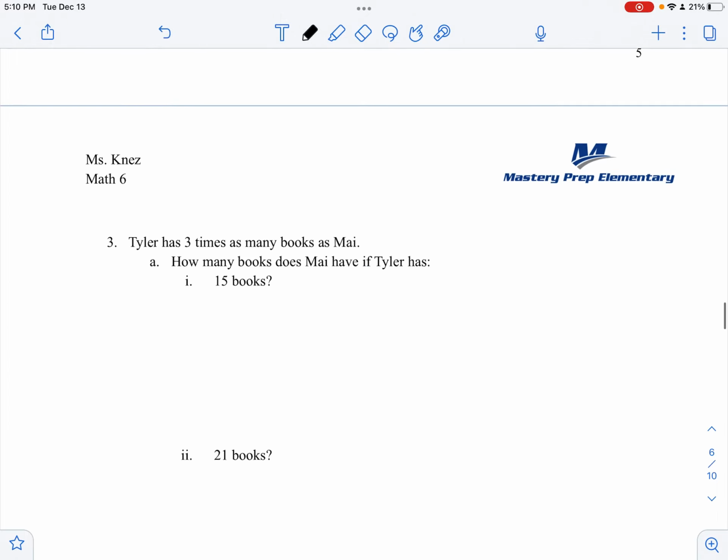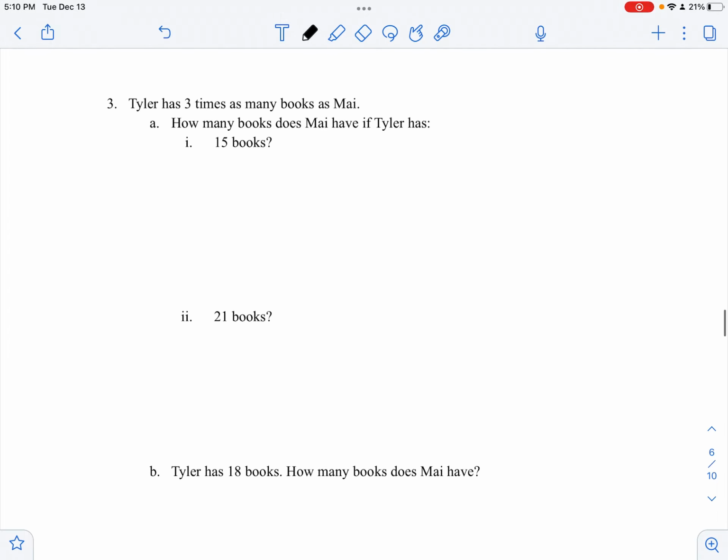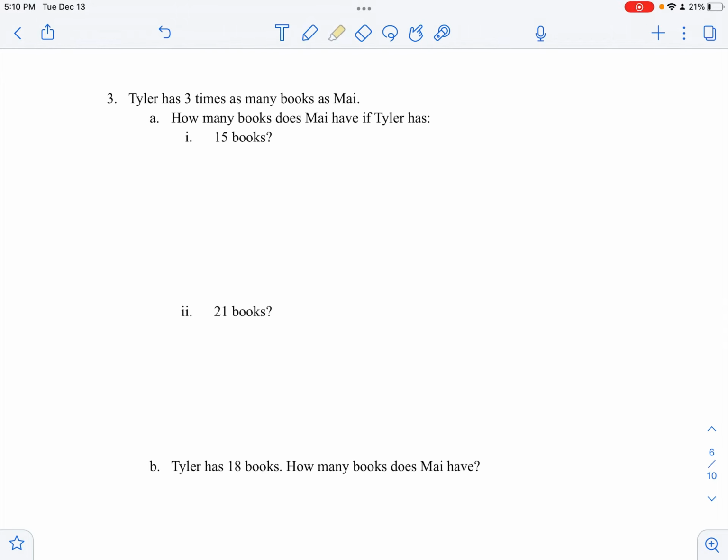In the last question, you're simply calculating the number of books one person has as compared to the other. This time, the relationship you're given is multiplicative. Tyler has 3 times as many books as Mai. When you know how many books Tyler has, you can determine how many Mai has. Once you have both amounts of books, just like in question 2, you want to check to make sure your relationship makes sense. Don't overthink this. We're just getting in the habit of comparing 2 quantities with basic arithmetic.